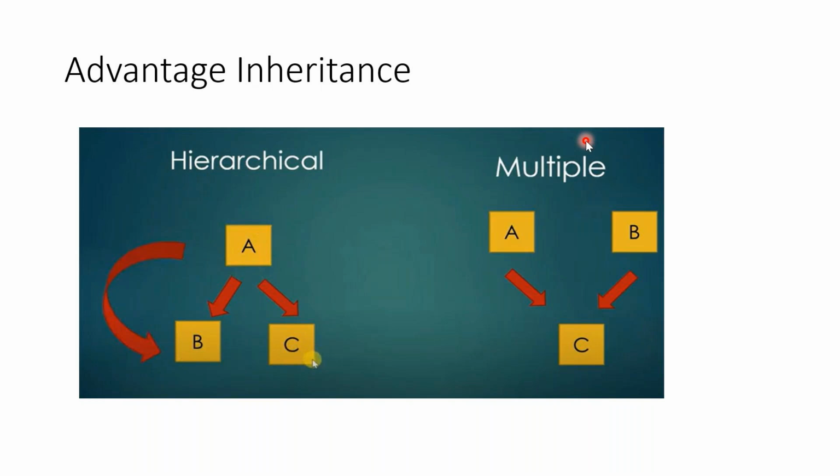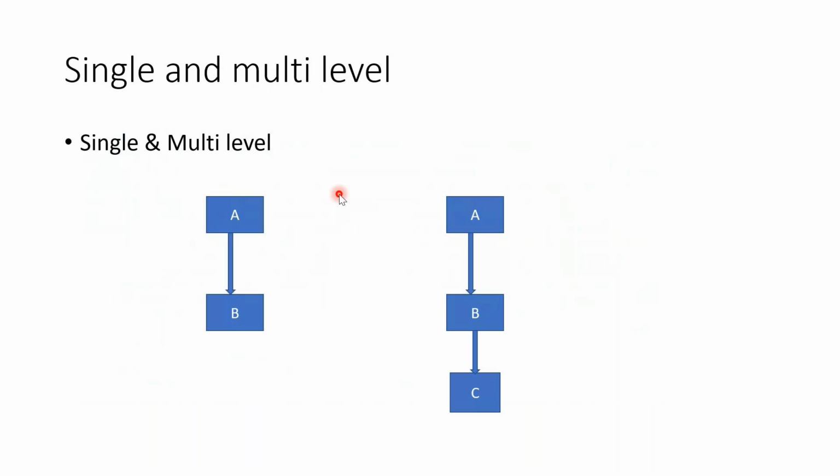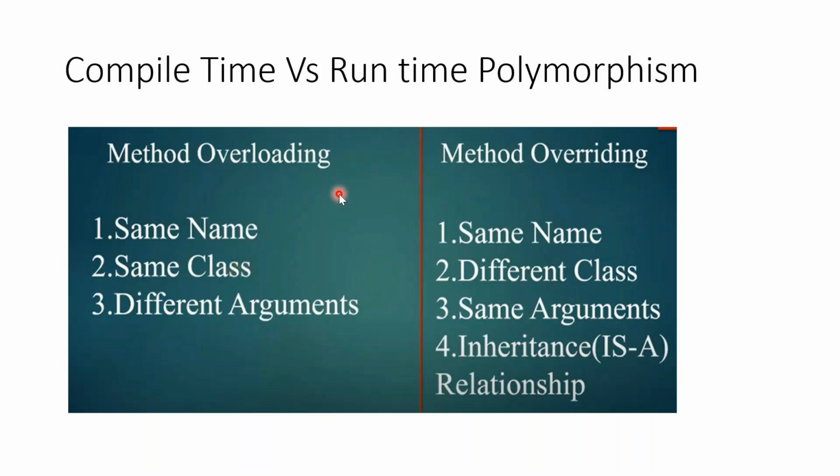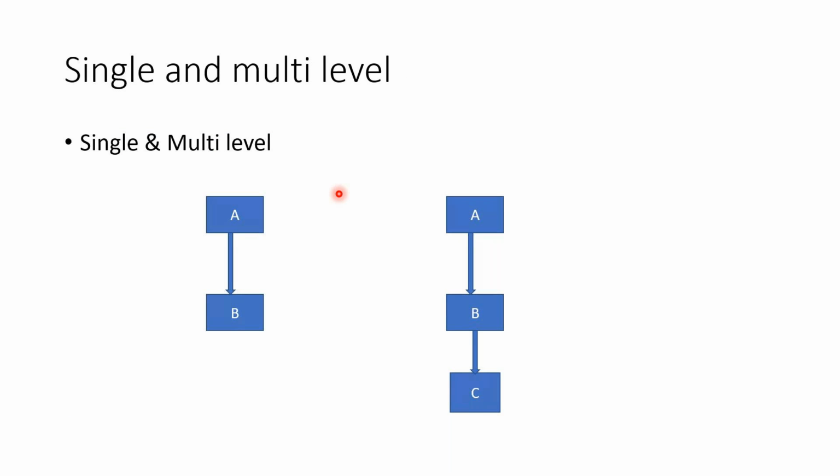And multiple inheritance is not possible for a class. If you really want that, a child has two parents, class A and class B both becoming the parent for class C, it is not possible at the class level, but there is a concept called interface. I will cover that in detail. For now, I'm keeping this multiple concept aside. Hierarchical alone we can see now. So there are three things: single, multi-level, and hierarchical.